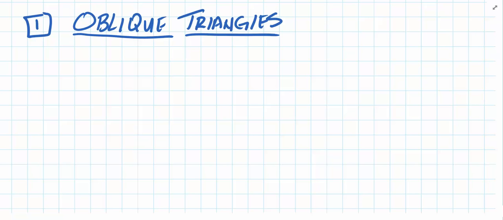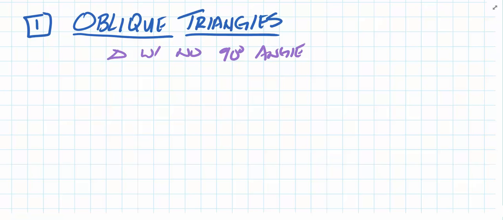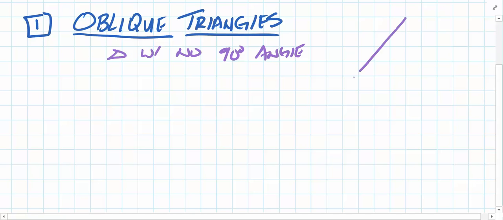Yeah, Mia. Okay, an oblique triangle is a triangle with no 90-degree angle, okay? So far in trigonometry, everything that we've been studying, we've been able to solve triangles that have a 90-degree angle in them with our definitions of trig functions. An example of an oblique triangle is something just kind of like this, right? Well, how do we solve a triangle if there's no right angle in it?